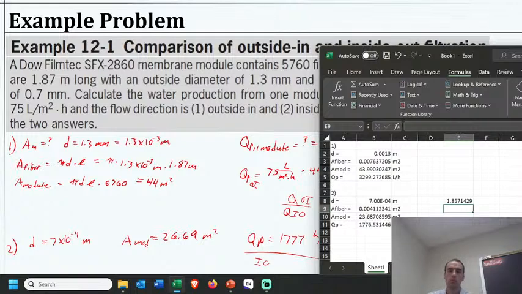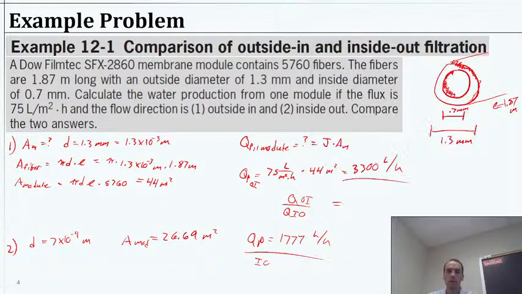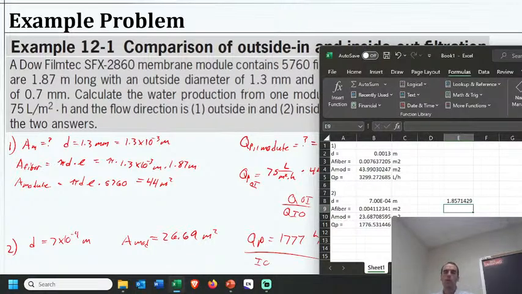So 1.885. So we could say that's 86% more than the other, or we could invert that, do the exact inverse and say, well, the smaller one, doing inside out, gives us 53% as much water. Whatever way we want to compare those would work out all right. Just make some sort of comparison. So it's really almost twice the production just by operating it the other way because of the geometry.